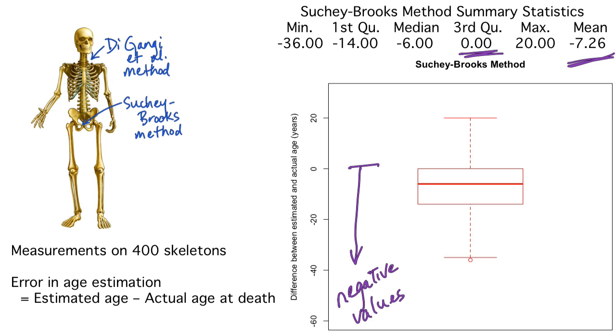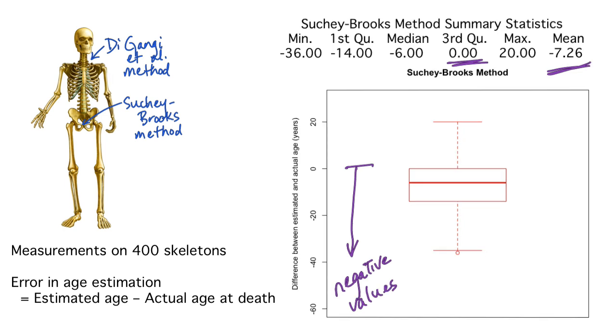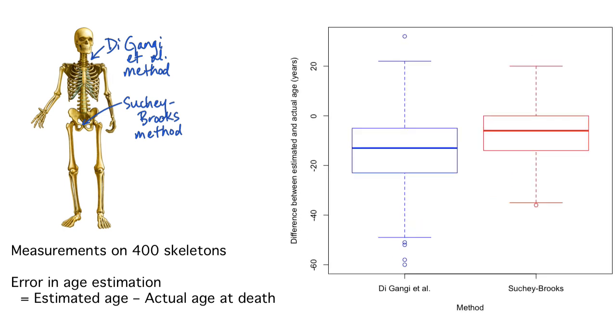So both methods underestimate the actual age. But maybe the Saatchi-Brooks method performs a little better. If we look at the box plots for the two methods side by side, we can see that the values for the Saatchi-Brooks method seem a little closer to 0, which is what we'd get if the actual and estimated age were the same. But there's a lot of overlap in these box plots. So you may wonder, is the difference between the two methods significant?